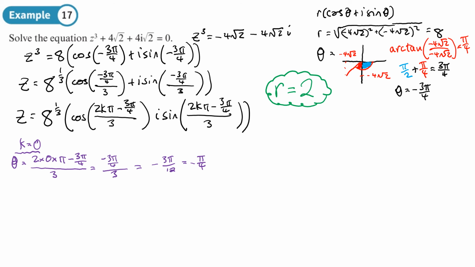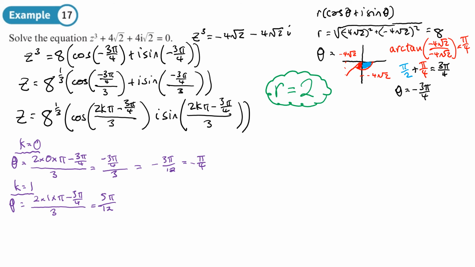Okay, let's go for k equals 1. So 2 times 1 times pi minus 3 pi over 4 divided by 3. So 2 minus 3/4, I shouldn't really need a calculator for this. 5 over 4 divided by 3 is going to be 5 over 12. So 5 pi over 12. Can't simplify that. That's in the range. So that's argument number 2.